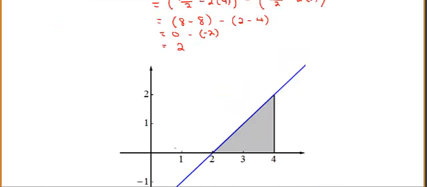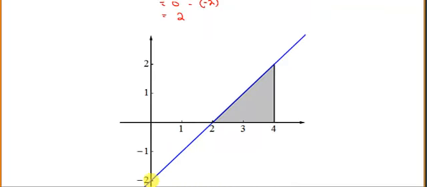Let's take a look at a picture. Here we have that function x minus 2. Notice it has a slope of 1. I go over 2, up 2. And it crosses the y-axis at negative 2, so it's 1x minus 2.